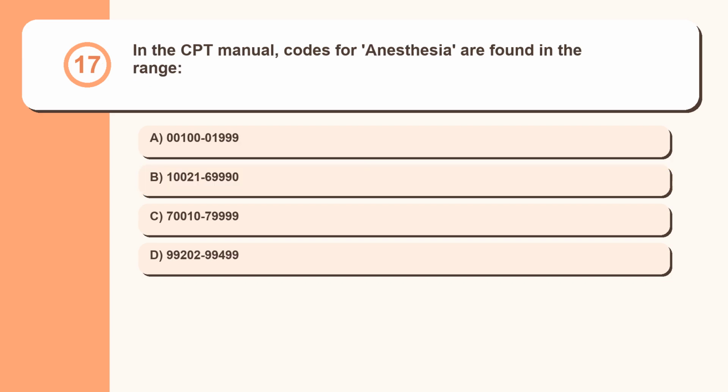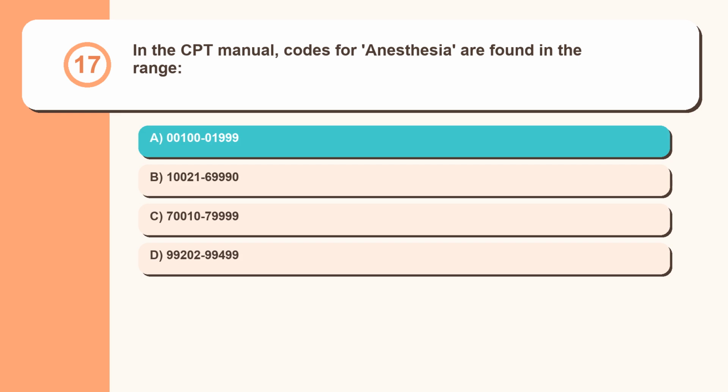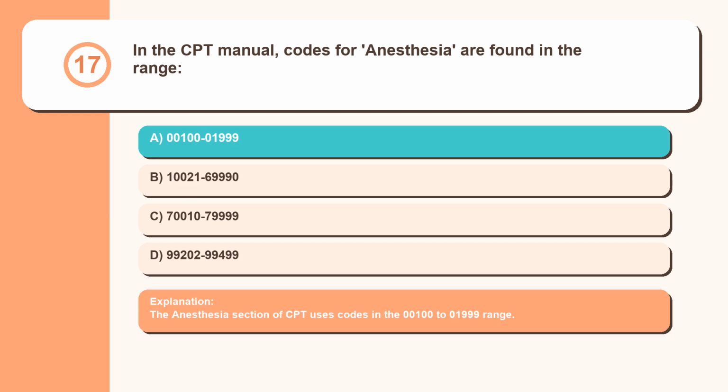Question 17. In the CPT manual, codes for anesthesia are found in the range 00100-01999, 10021 to 69990, 70010 to 79999, 99202 to 99499. The anesthesia section of CPT uses codes in the 00100 to 01999 range.